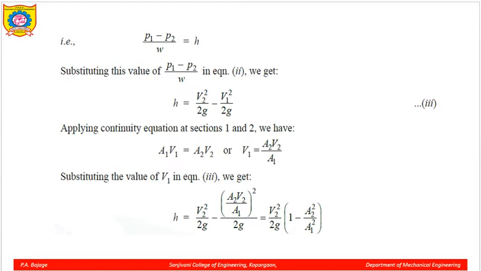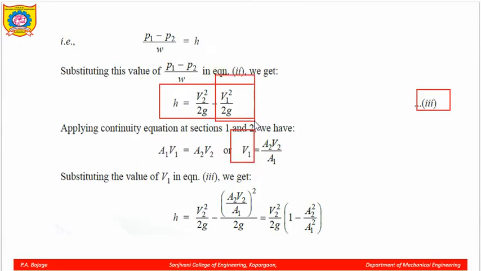H is equal to V2 square upon twice G minus V1 square upon twice G. Now, we know that the continuity equation applied to section 1 and 2 gives A1 V1 is equal to A2 V2. So, V1 is equal to A2 V2 upon A1. Now, substituting the value of V1 in equation 3.